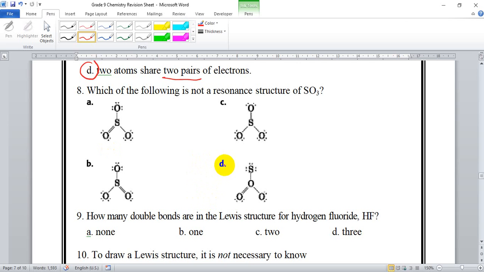The choice will be D. Choice D. Why? Because here S will form bonds with oxygen, not oxygen in the middle. So sulfur in the middle. Here sulfur in the middle, sulfur in the middle, sulfur in the middle, while here oxygen in the middle. The central atom should be sulfur, not oxygen.